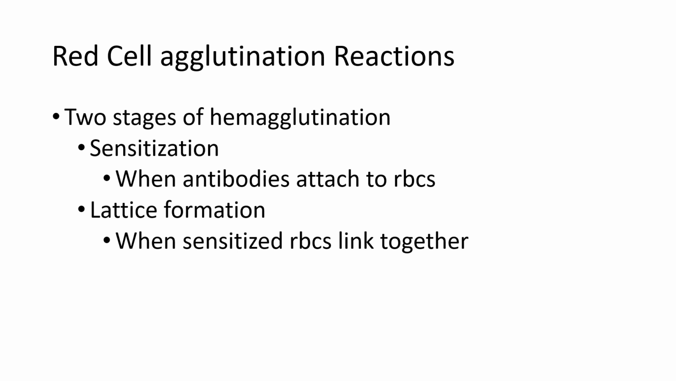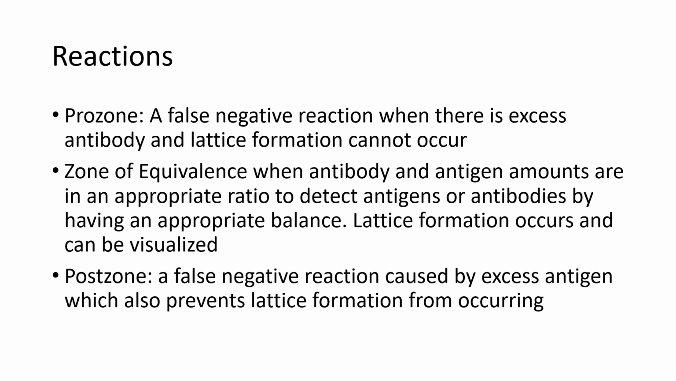The red cell agglutination reactions. This happens in two stages of hemagglutination. First, there's sensitization. This is when the antibodies attach to the red blood cells. And then there is lattice formation, when the sensitized red blood cells link together to form a clump. The volume of antigen and antibody added to a test must be consistent to avoid false negative reactions.